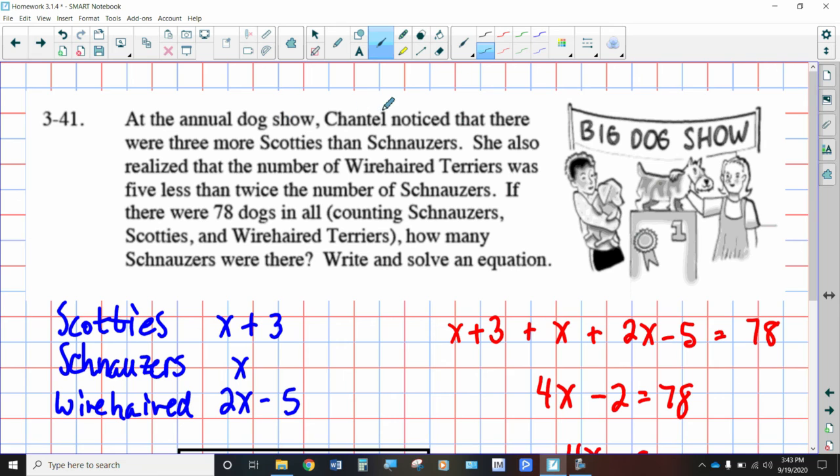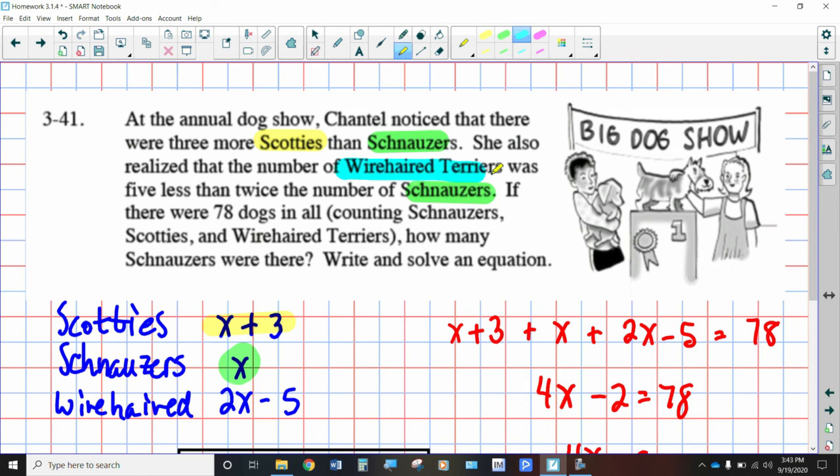At the annual dog show, Chantel noticed that there were 3 more Scotties than Schnauzers. All right, Scotties and Schnauzers. She also noticed that the number of wire-haired terriers was 5 less than twice the number of Schnauzers. Okay, so let me actually start over. And it looks like they're both being compared to Schnauzers. So I'm going to make Schnauzers my x. So what's the comparison with Scotties? 3 more Scotties than Schnauzers. So whatever the number of Schnauzers is, add 3 to that, and that will be the number of Scotties.